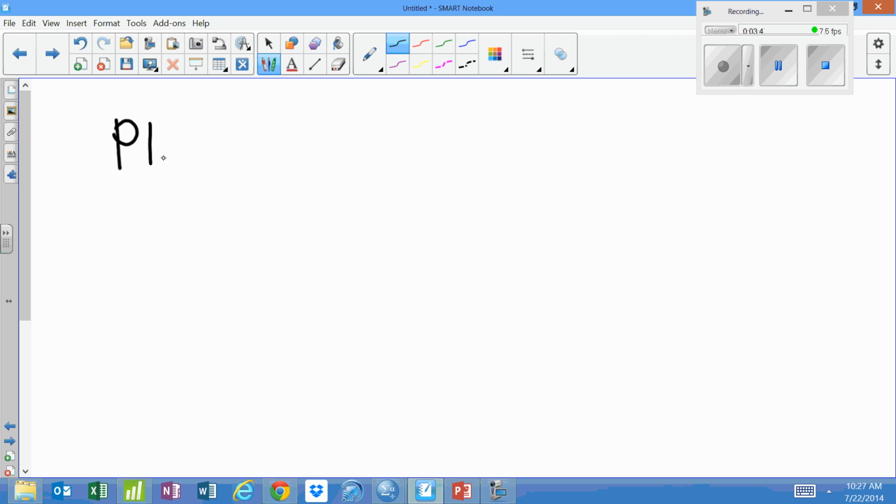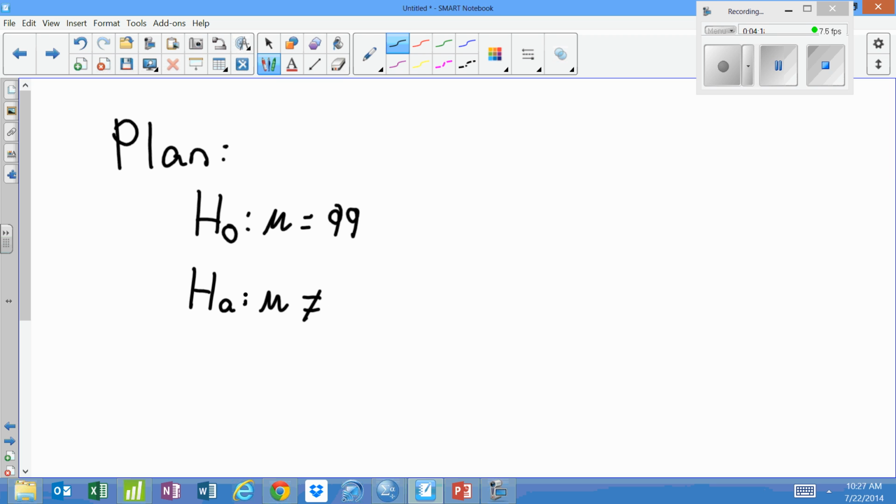After the state step, you're going to plan, and your plan is your null and alternative hypothesis. Reminder, the null is h sub 0, your alternative is h sub a. So we're trying to determine that our sample group is going to differ from our population. So we want to determine that our mean is equal to 99 because that's our population, but we believe that it differs, meaning that we do not think that our sample group represents our population.